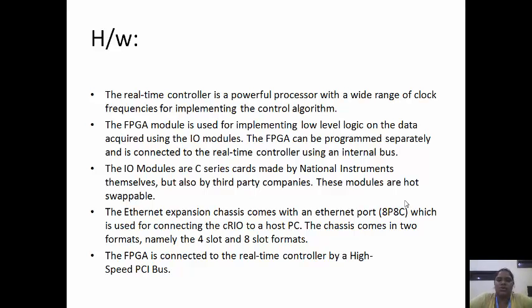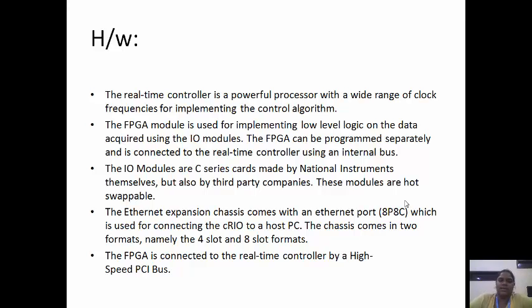And the FPGA controller can be programmed separately and is connected to the real-time controller using an internal bus. And this internal bus can be a GPIO system or an HS488 system on its own. The input-output modules are C-series cards made by National Instruments themselves. And these C-series cards are an earlier generation of the GPIB cards. It is called an earlier generation because after bringing out the disadvantages of these C-series cards, the GPIB bus system has been developed.